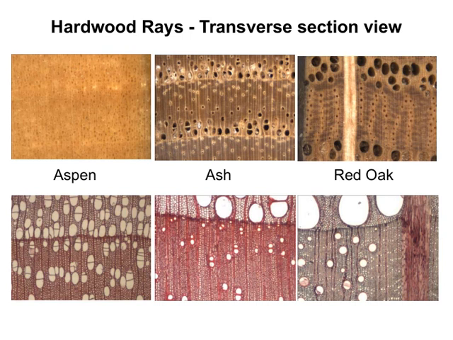Now, let's take a closer look at the hardwood rays in a transverse section view. Here, you can see how these rays appear in different types of wood. Starting with aspen, you'll notice that the rays are relatively narrow and quite evenly distributed. Moving on to ash, the rays become more prominent and wider, which is a characteristic feature of this species.